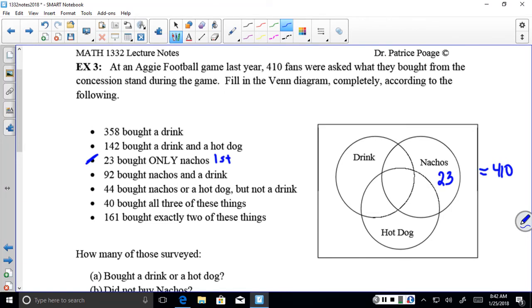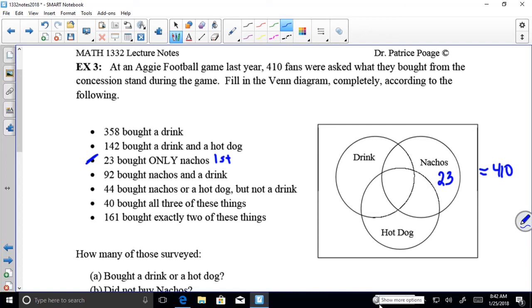92 bought nachos and a drink. So if they bought nachos, we've narrowed it down to these 4, and a drink narrows it down to these 2. Can't do it yet. 44 bought nachos or a hot dog. So that means or both. So nachos or a hot dog or both. So we're talking about all 6 of these spots, but not a drink. So we're just talking about these 3 on the outside. Can't do it.